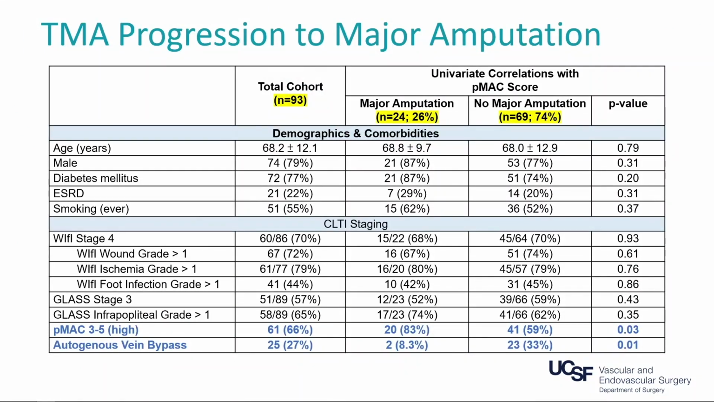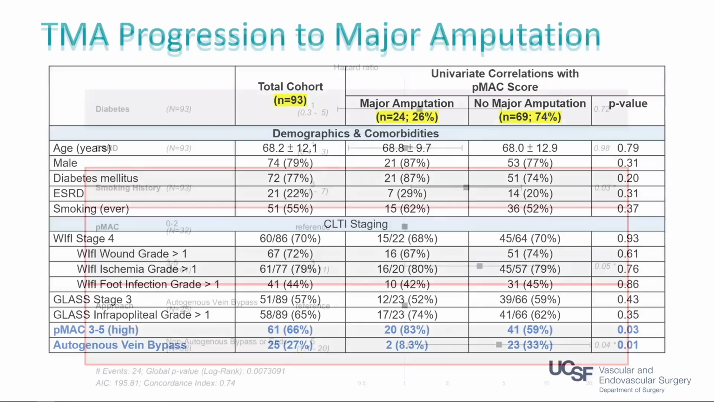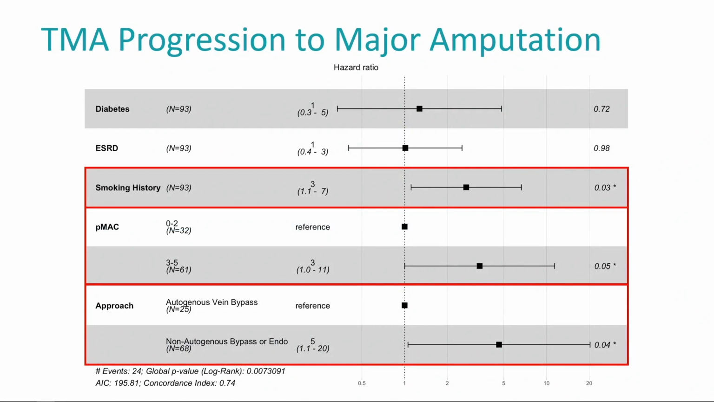Of the 93 patients who underwent TMA, 26% later underwent major amputation. Those with higher PMAC scores were more likely to have undergone major amputation, while those who had autogenous vein bypass were less likely to have undergone major amputation. There were no other significant differences in demographic, limb staging, or other anatomic characteristics analyzed. In a Cox proportional hazard multiple regression model, smoking history and high PMAC score were both independently associated with TMA failure and progression to major amputation. Autogenous vein bypass was independently associated with freedom from amputation after TMA.